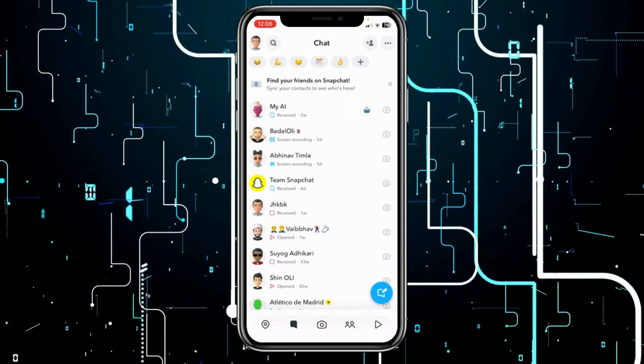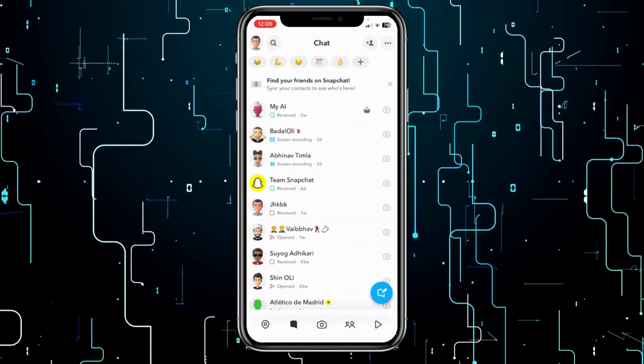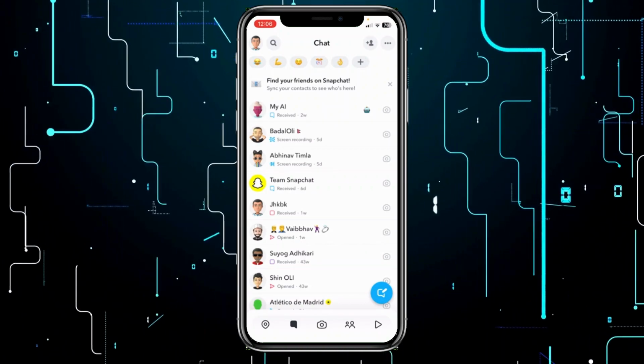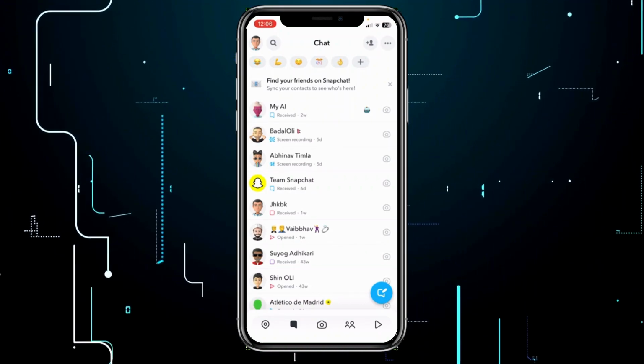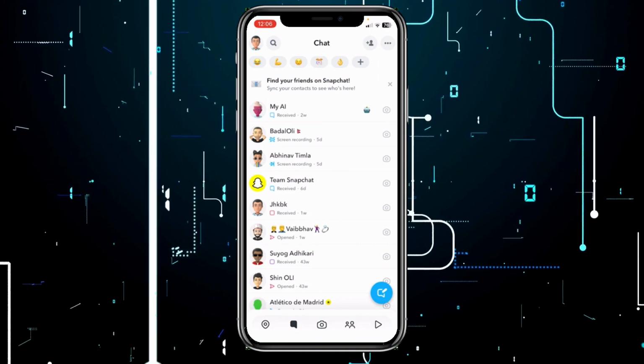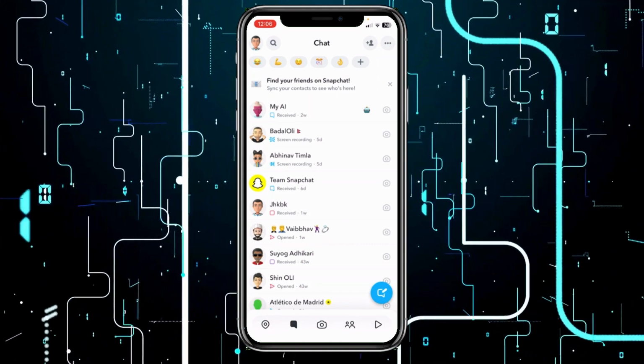If you have 6,000 friends, then that's basically Snapchat telling you that you have reached the number of friends you can have on Snapchat. And I don't think anybody has 6,000 friends on Snapchat.